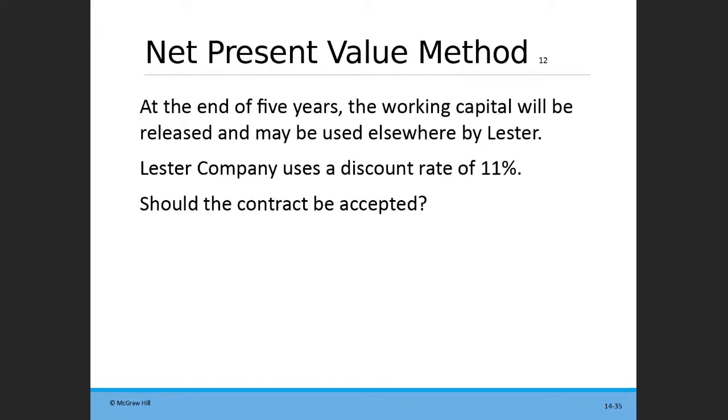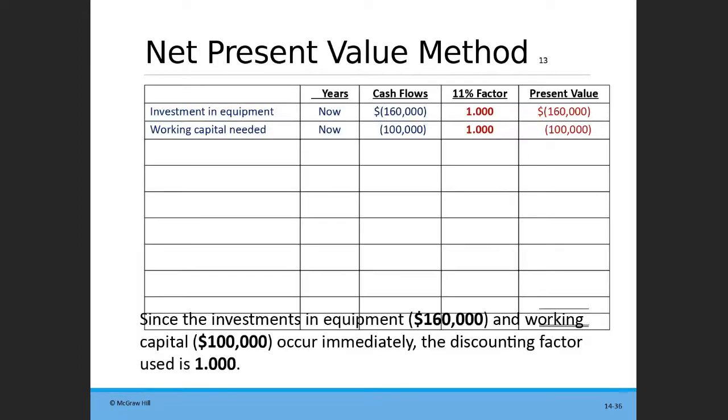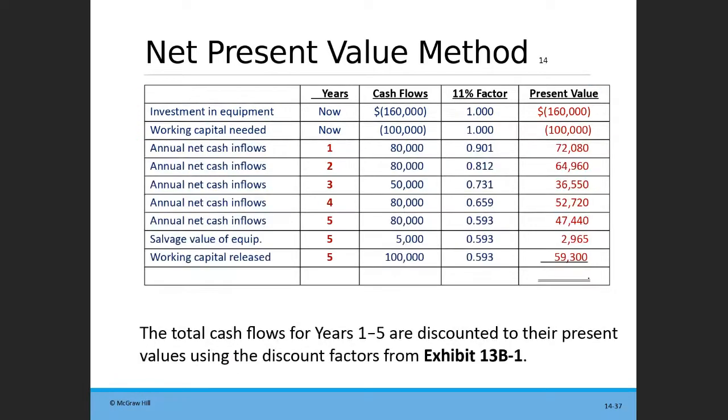And we're going to use that same discount rate, 11, right? And do the same thing. All right, so as you know, right now, we're investing up front, now, $160,000 and $100,000. And those don't get discounted because they're now, right? That's the point of discounting, is to bring the value to today. So our present value of the cash flow out right now is 160 and 100.